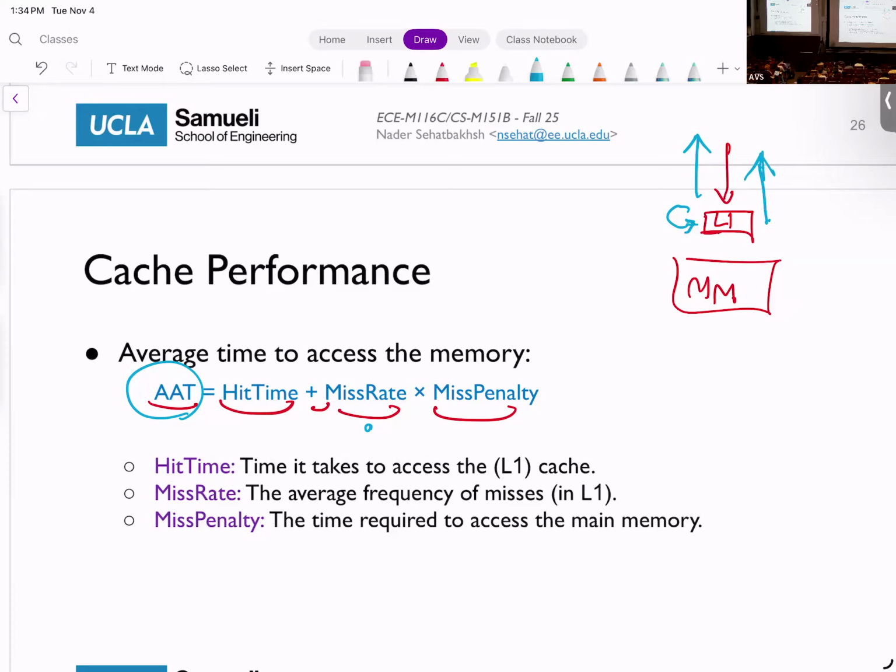Reality, though, is that there are many instances where you request something and the data is not in L1. As a result, I need to go to the next layer. This is called the miss penalty. The time it takes to bring the value from the lower level of memory to a higher level is called the miss penalty. And how often I need to go to a lower level is the miss rate.